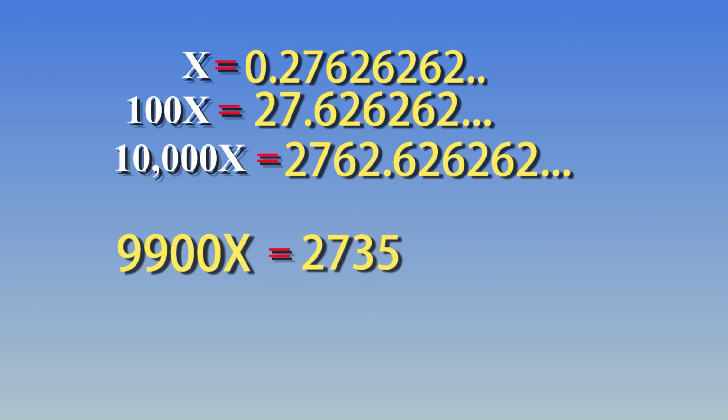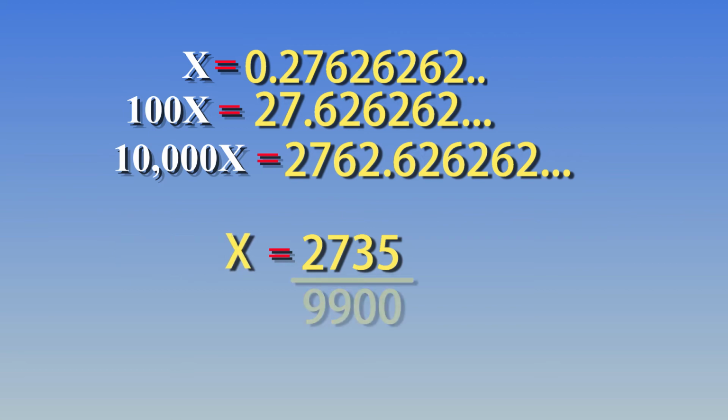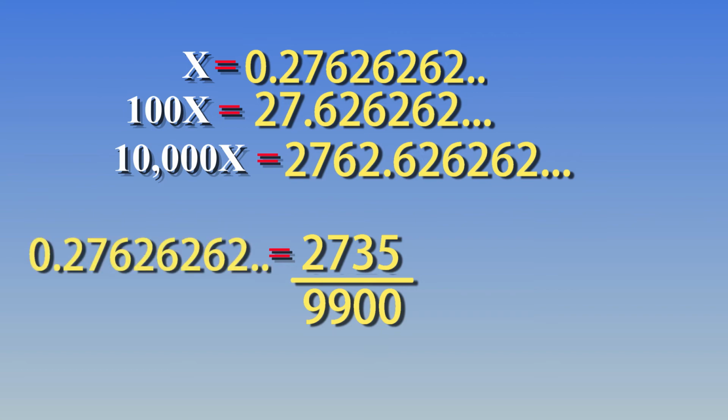Finally, for step 5, we want the value x, and we can do this by dividing both sides by 9,900, which gives us x equals 2,735 over 9,900, and of course x is our original decimal, so the original decimal has been converted to the fraction 2,735 over 9,900.